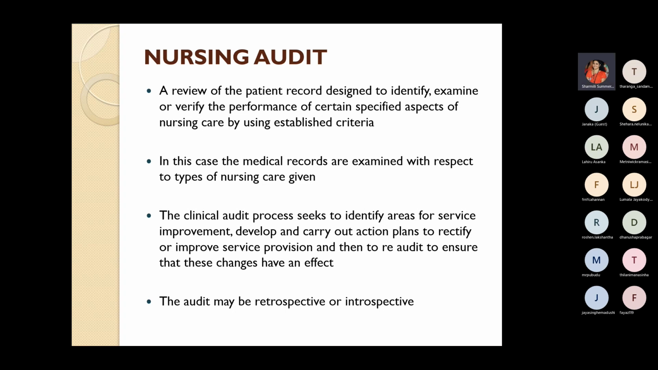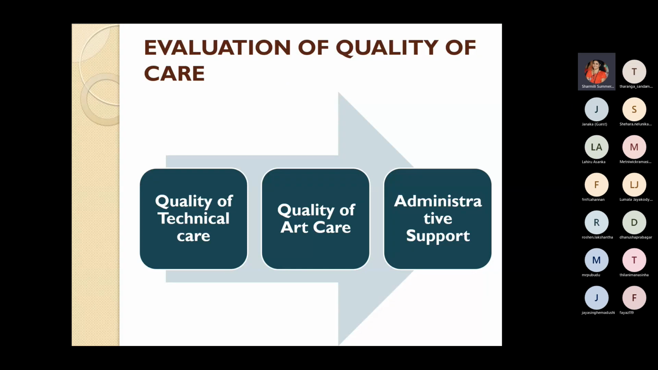Then we'll move to the evaluation of quality of care. How are we going to evaluate the quality of care? Mainly, quality of care evaluation goes to the patients: how we evaluate the care that we are giving to the patient. There are three parts: quality of technical care, quality of art of care, and administrative support.